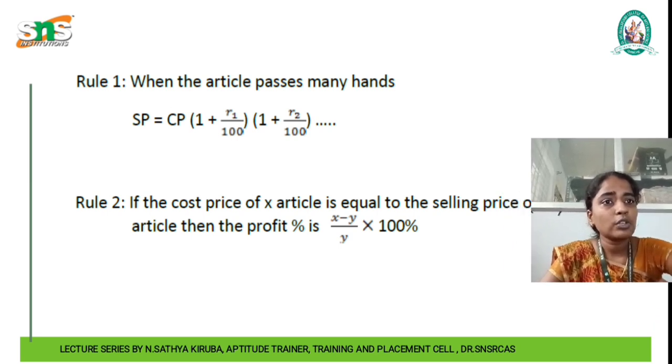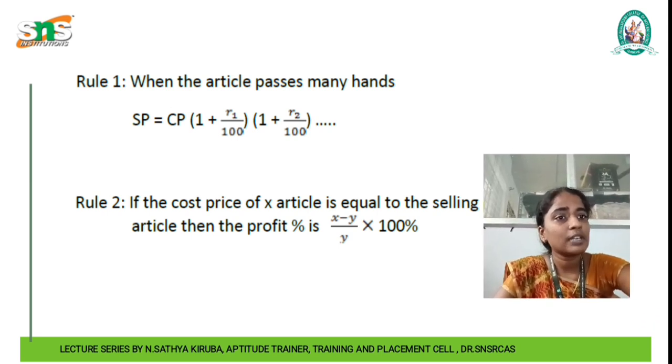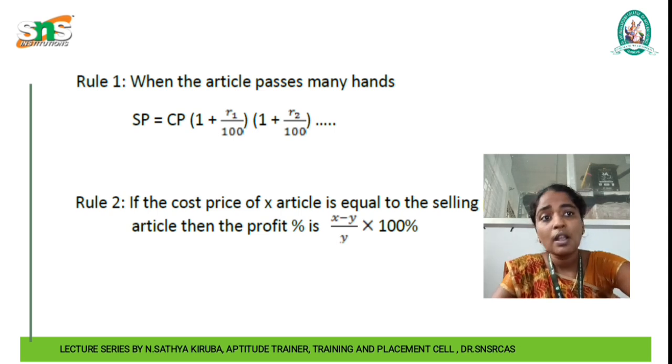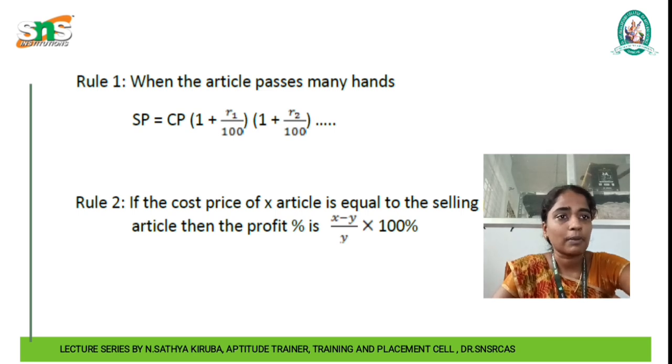Now there are two sets of rules. In this video we will learn the first rule, and the next rule will follow in the next video. When an article passes through many hands, suppose you purchase an article, your friend buys that article, and another friend buys from your friend, how do we calculate the final selling price? Selling price is equal to cost price into 1 plus R1 by 100 into 1 plus R2 by 100, and it goes on like that.